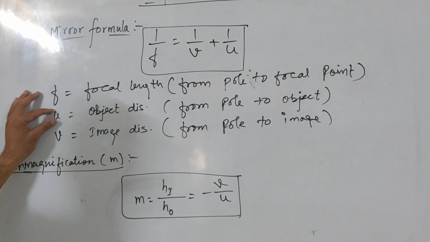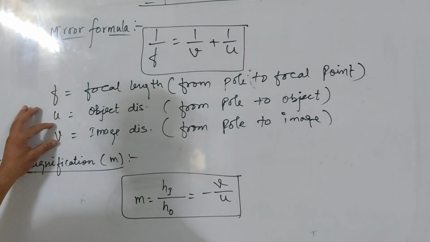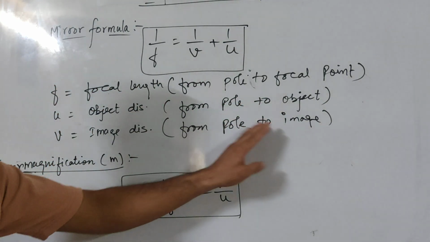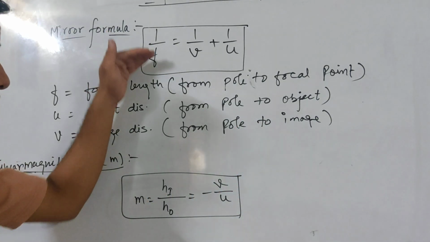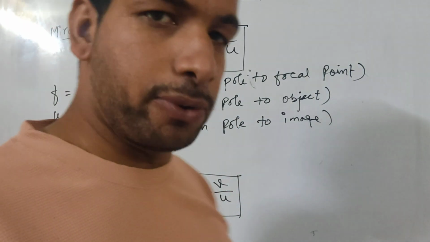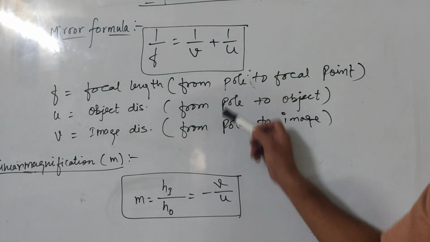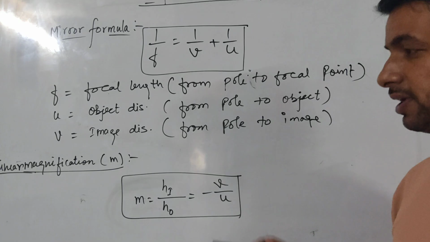And next thing, u, object distance from pole to the object, and this one is v, image distance from pole to the image. In this situation, all the distances will be measured from the pole of the mirror, right? We'll solve one or two numericals based on it also later on.